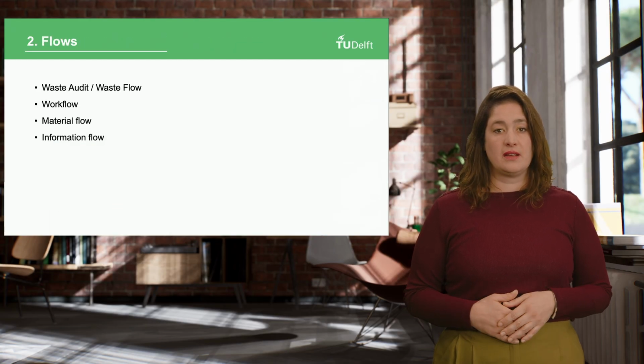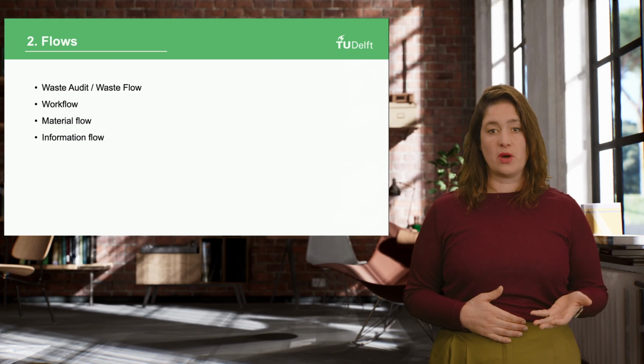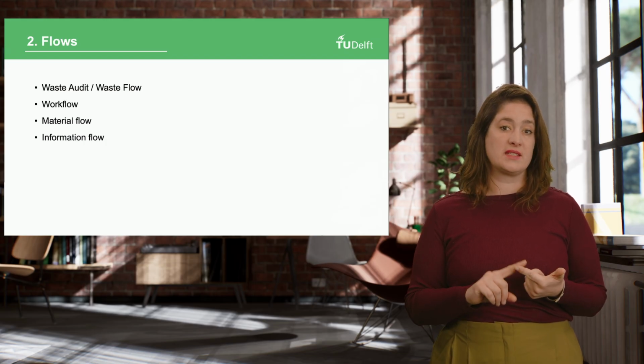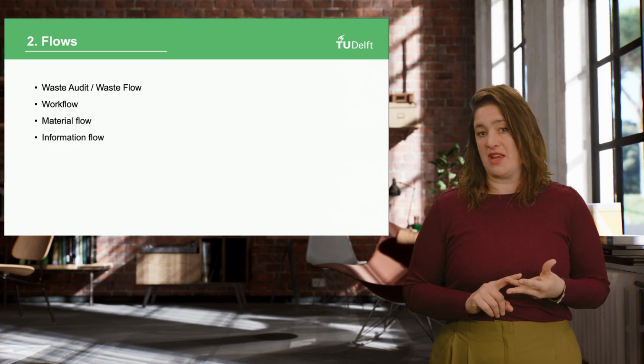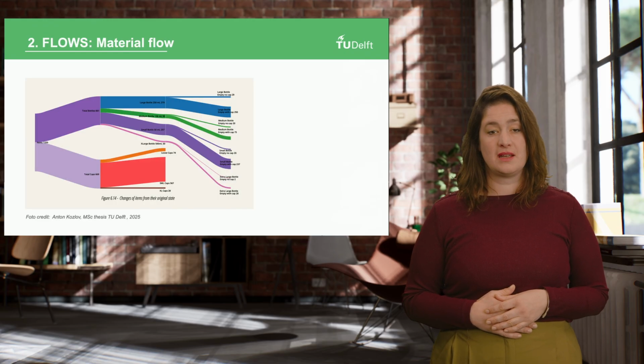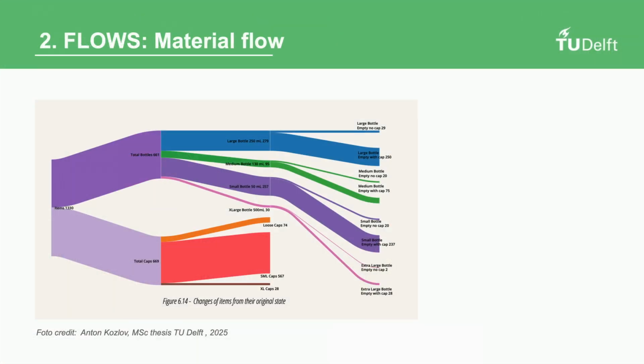The second category is maps that show the flow of something through a system. This can be money, waste, resources, or information. Especially in sustainability, material flows are often used to identify hotspots. They show the material inflow and outflow of a certain system or unit. And these help to identify large waste streams.